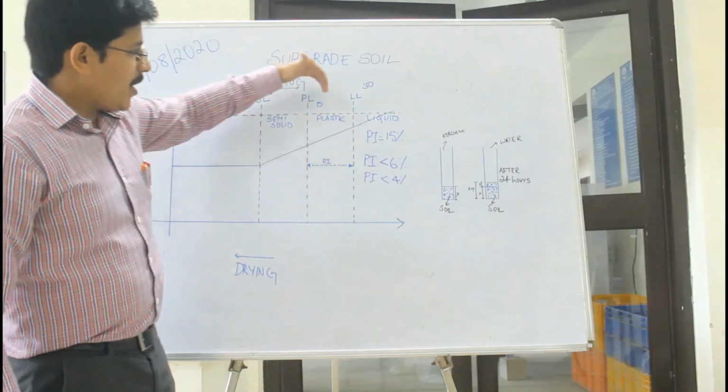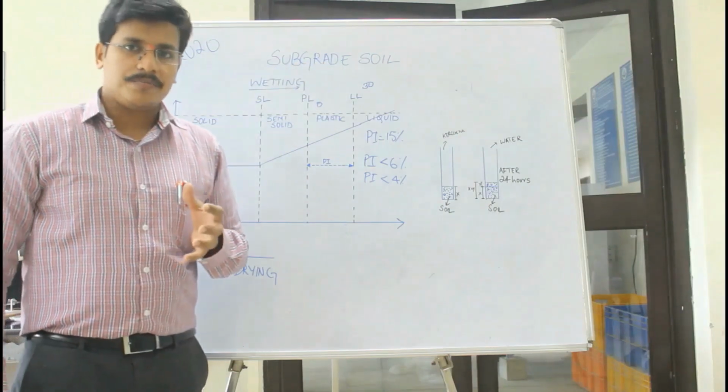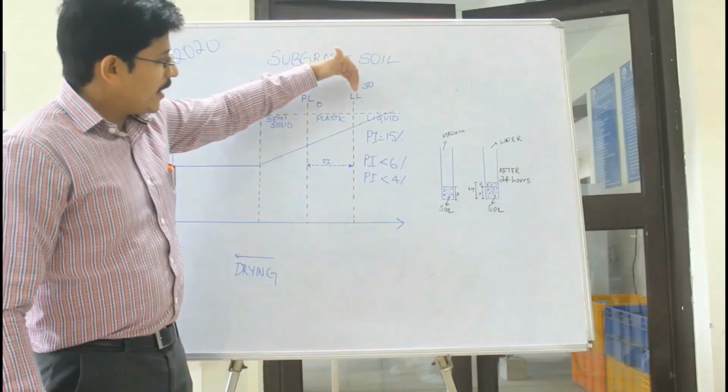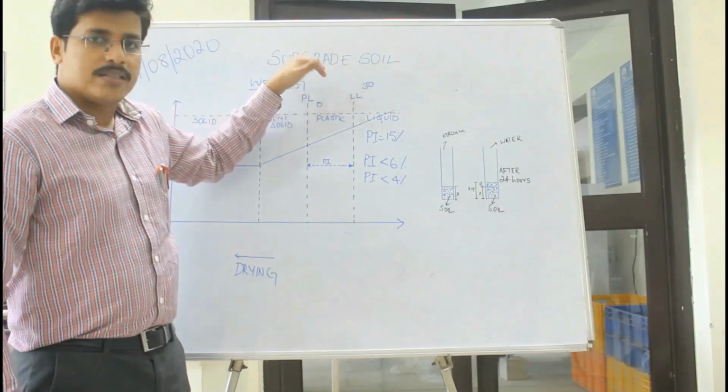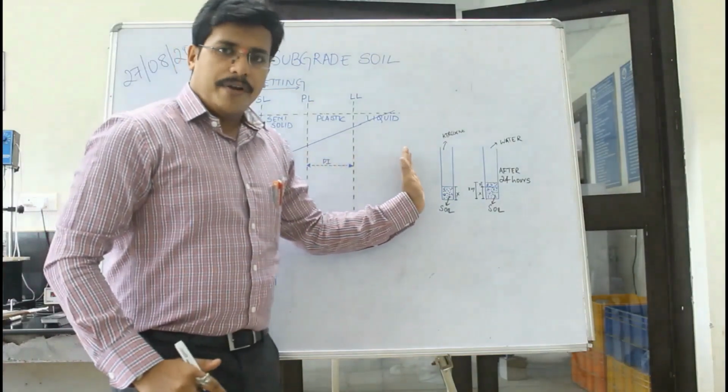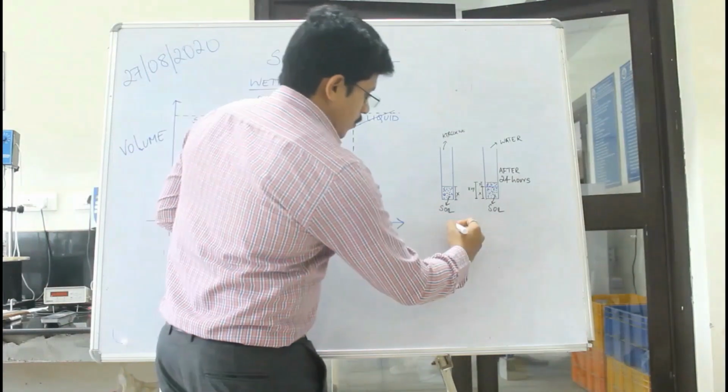Sometimes, if we take a sandy soil, those soils are non-plastic. We will see how to determine liquid limit and plastic limit through a simple experiment. Now the other important test is the free swell index, which is called FSI.